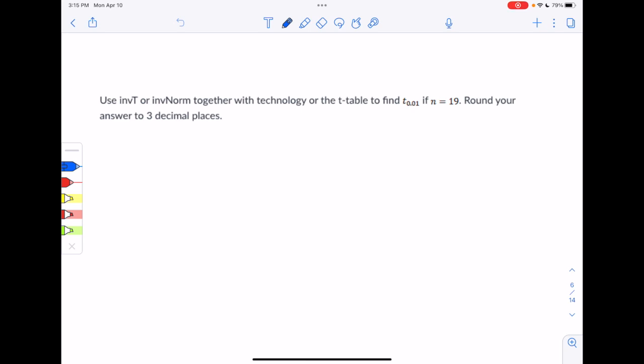So the first thing, in the interest of giving help rather than answers, we're going to change the question, and we're going to look at t sub 0.05. And then we're going to change this value of n from 19 to 24. All right, so they're telling us to either use technology or to use the t-table, and I'm going to go ahead and show you with the t-table because I believe that is the fastest, easiest way to get this done.